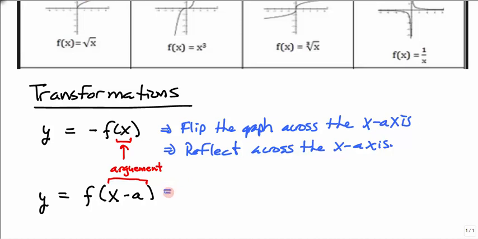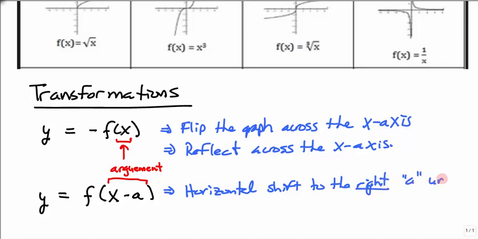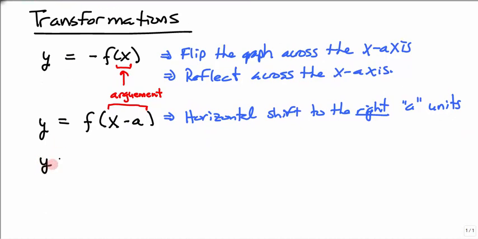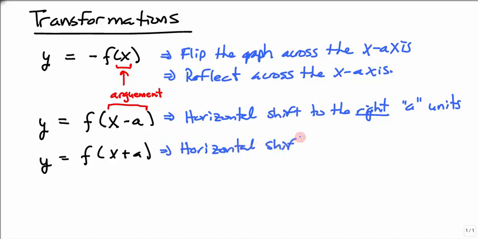Because this is within the argument of the function, this is a horizontal shift to the right. And this is what's kind of surprising. It's opposite, a units. So I would pick up the whole graph and I'd move it to the right, however many units we have here. We could also look at y equals f of x plus a. Well, as you might imagine, this is a horizontal shift to the left. Again, it's opposite of what we think because it's within the argument, a units.